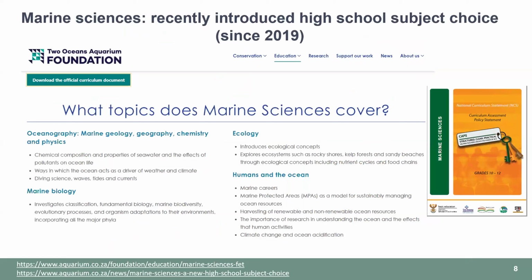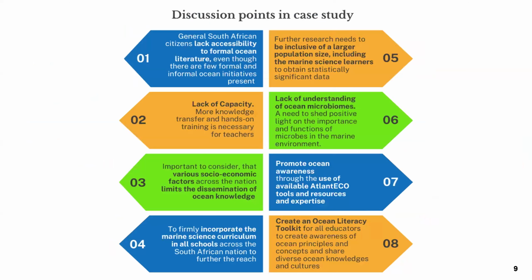Yeah, so it's a really great curriculum, but some of the discussion points that Rituja has from her master's, I'll just mention some of them here. Generally, South African citizens lack accessibility to formal ocean literature, even though there are a few formal and informal ocean initiatives present. The one big thing was there's a lack of capacity in terms of teaching these marine concepts. So it would be great to have more knowledge transfer and hands-on training for these teachers, or for more teachers to come on board to teach the subject. It's really important to consider that various socioeconomic factors across the nation also limit the dissemination of ocean knowledge, but a tool such as the toolkit will be very useful in this case.